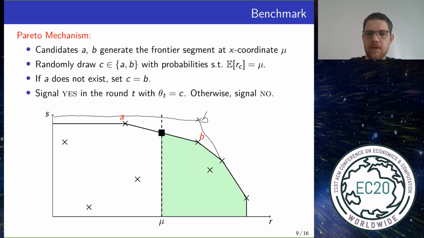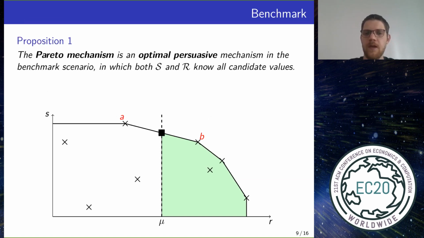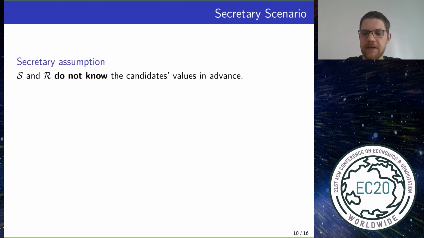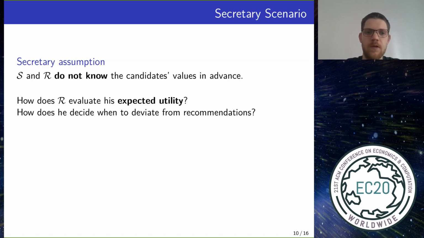Right, so now we've seen the benchmark and know that the black square is possible. Now back to our secretary assumption, which is that neither the sender nor the receiver know the candidates' values in advance. Now this leads us to another problem, because the receiver wants to know whether he should deviate or follow the recommendations given by the sender. But if the receiver does not know anything, how can he then calculate whether he wants to deviate?